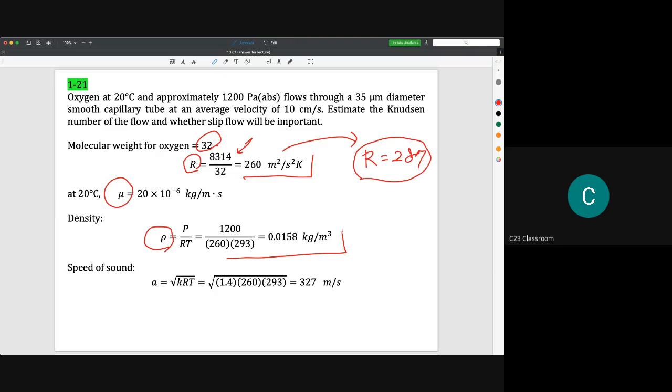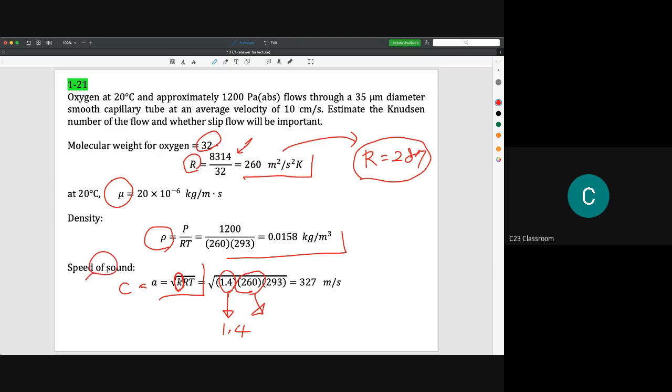And I think this is the common equation that you already know from your undergraduate. The speed of sound is A. Some textbooks will use C here. It is the square root of KRT, and the K here is a specific number. For oxygen it is 1.4. So please be careful because the value of K and the value of R here will depend on the type of gas.